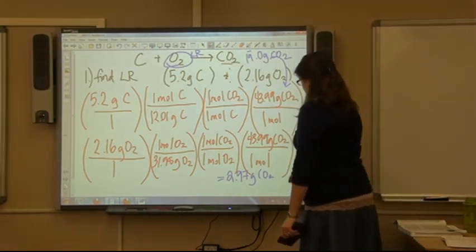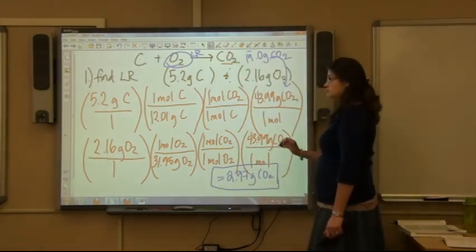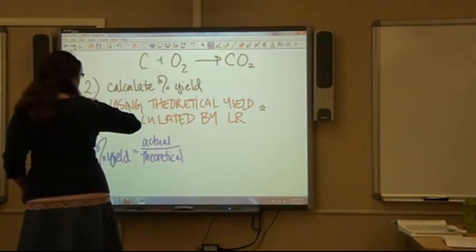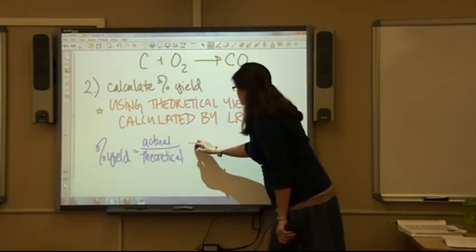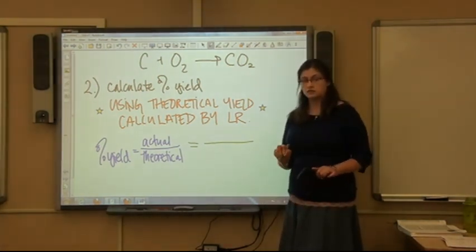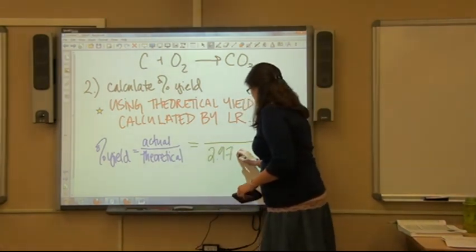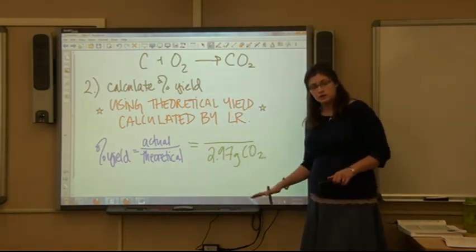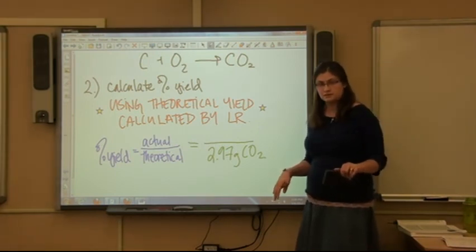Okay. Now, this is the maximum amount of product that can be produced with these two amounts of reagents. Now let's calculate the percent yield here. The theoretical yield is the yield that you calculate through stoichiometry. Therefore, that 2.97 grams of CO2 that we calculated on the previous slide, that's our theoretical yield. That's the most we could possibly produce, all conditions being perfect.